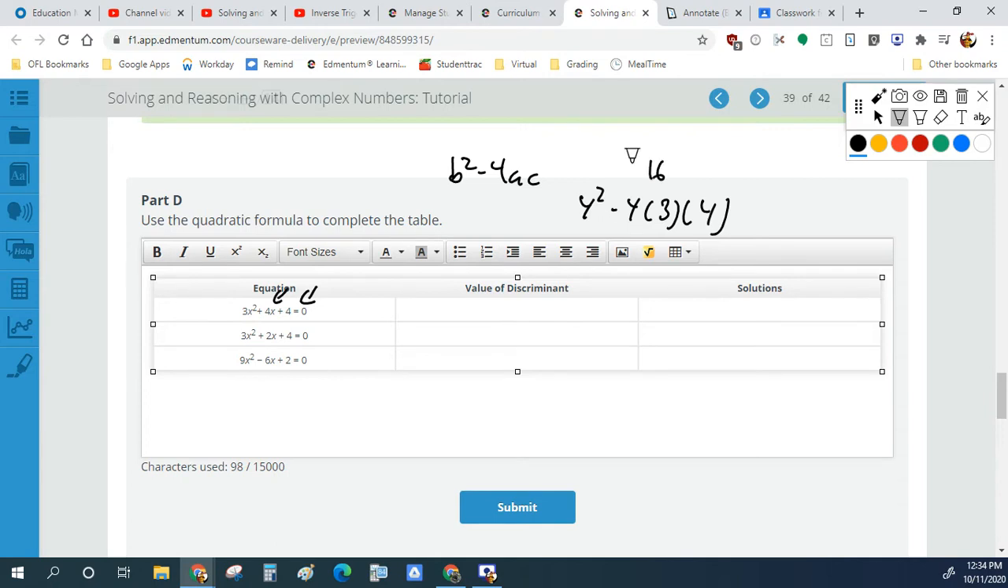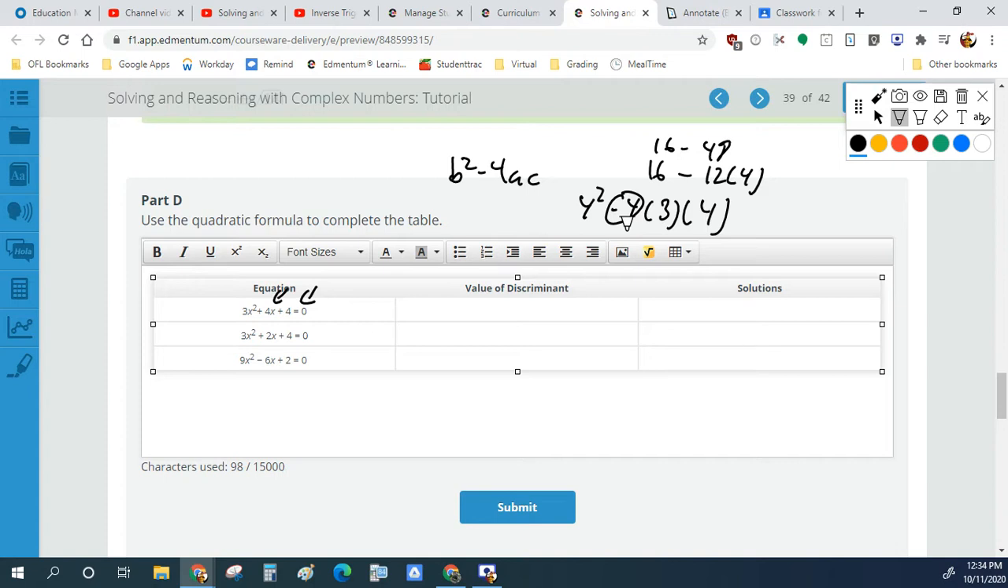So when I do this, I get 16. But if I'm looking at it, I have one negative, so I know I'm going to get something very big and negative, but it does want me to put in the value of the discriminant. So I'm going to solve this. I get 16 minus 48. If I were to do this as 48 minus 16, first of all, I know this is a negative.